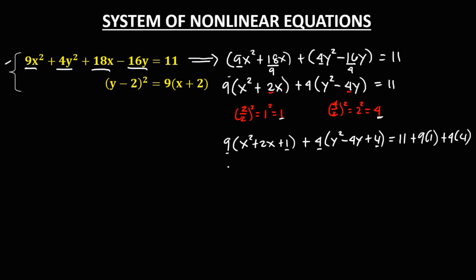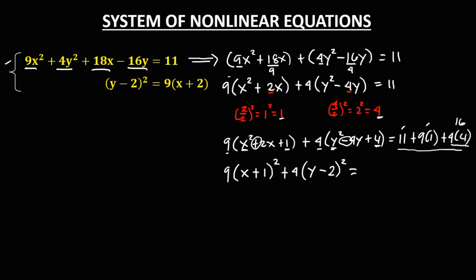Then do the factoring. So we have 9 times x squared plus 2x plus 1, that's x plus 1 quantity to the power 2, since this one is positive. Then plus 4 times y squared minus 4y plus 4, that's y minus 2 quantity to the power 2, since negative. Equals, so simplify this number: 11 plus 9, that's 20, and this 4 plus 4, this one is 16, so 20 plus 16, this one is 36.